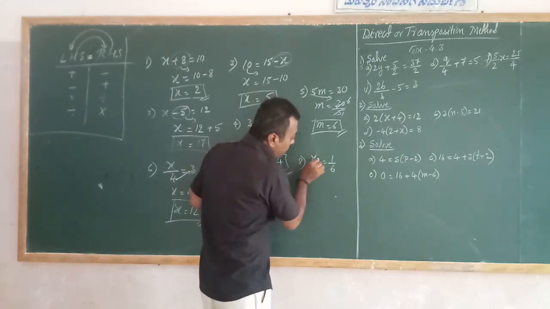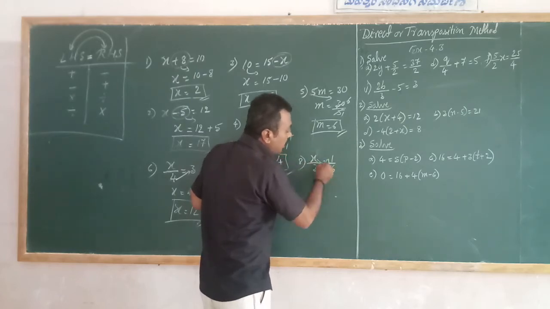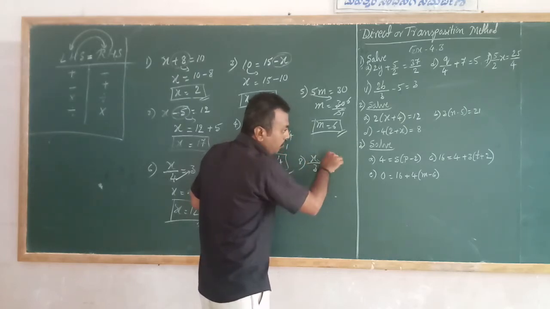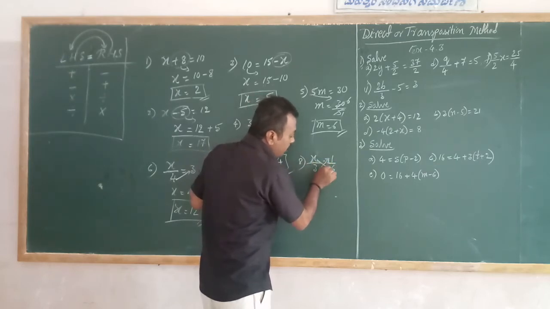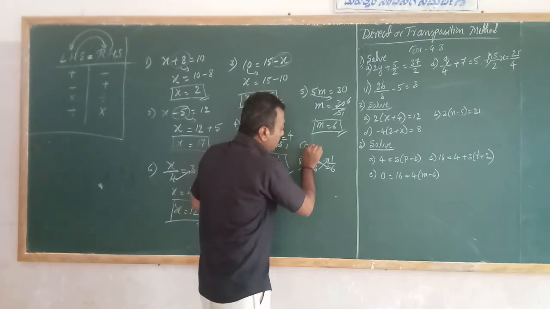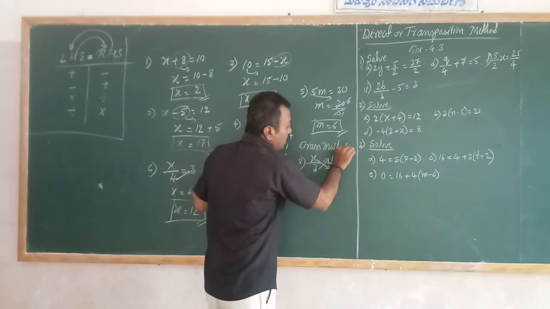See, like this question, we have to do cross multiplication. When the LHS and the RHS are given in fraction form, we have to use the cross multiplication method. Keep this in your mind, okay students?